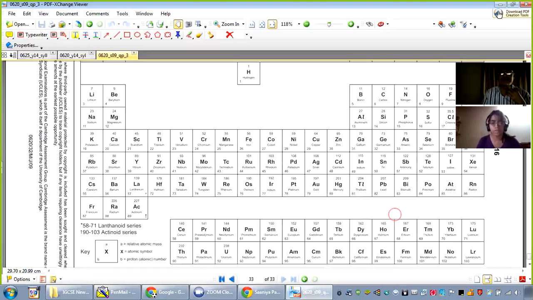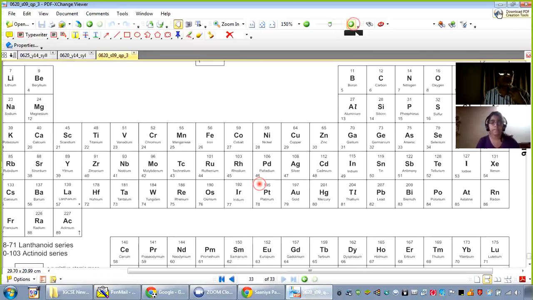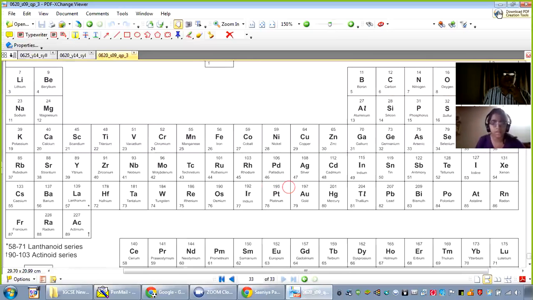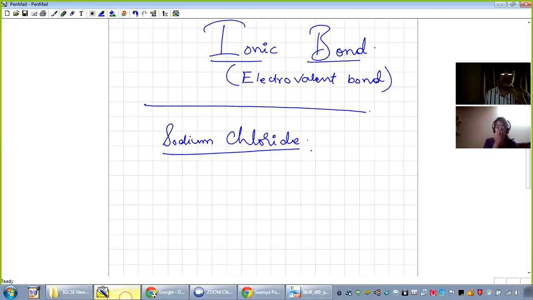Sodium and chlorine, right? Sodium chloride. Chlorine is here and sodium is here. Sodium has atomic number 11, chlorine has 17. So sodium is Na. Its atomic number is 11. Chlorine is Cl. Its atomic number is 17.